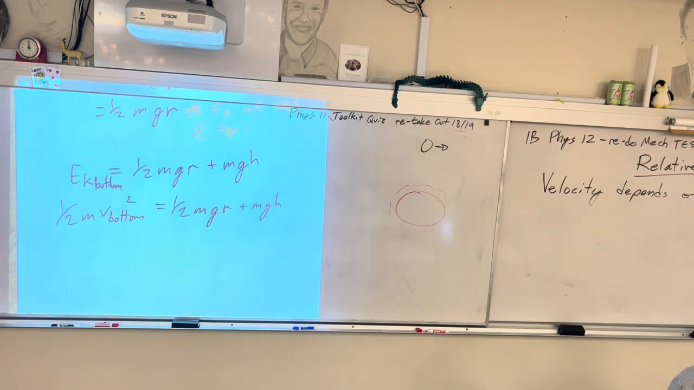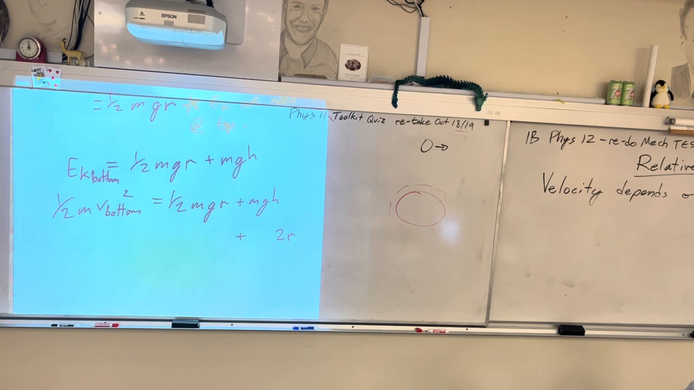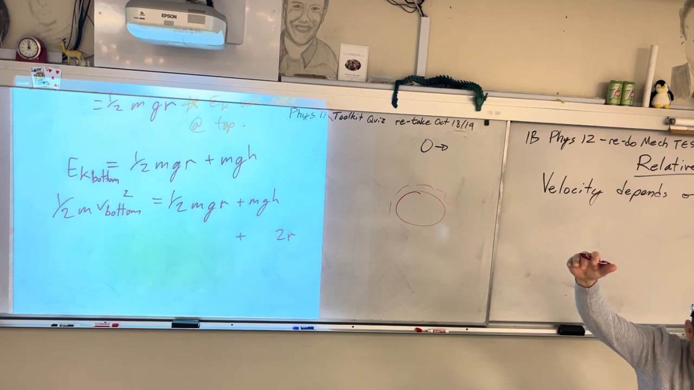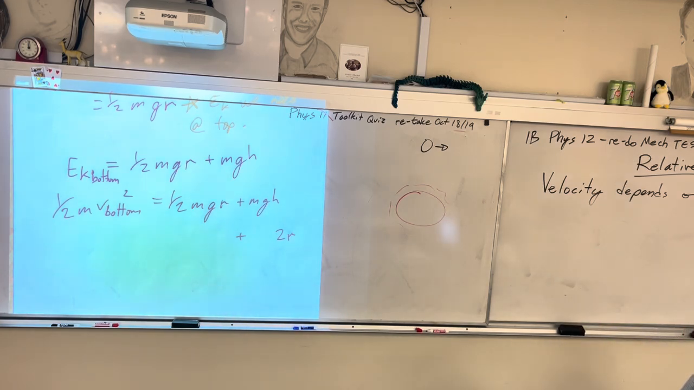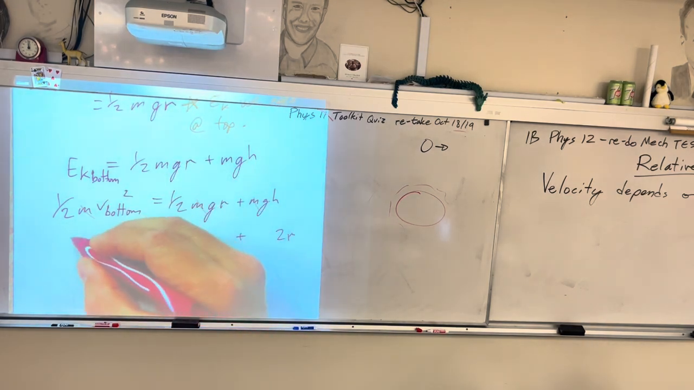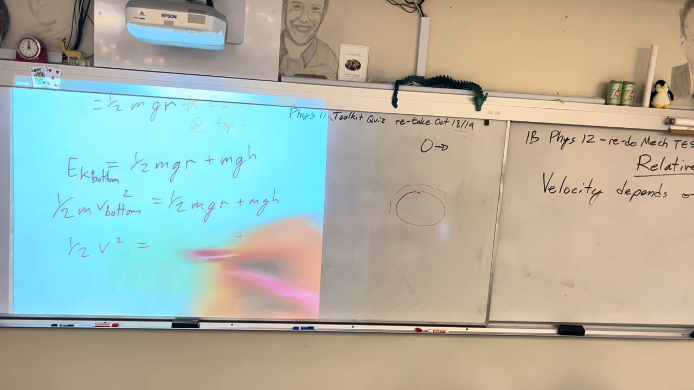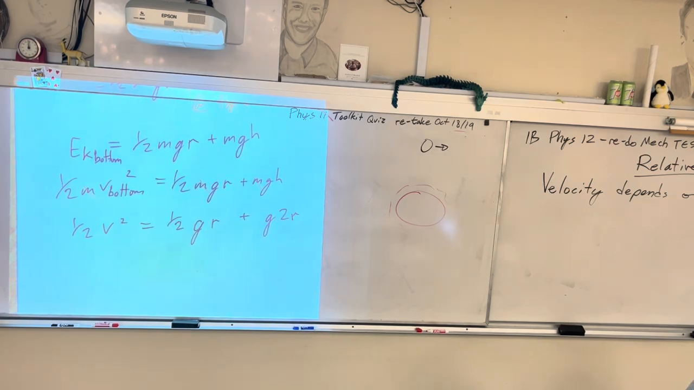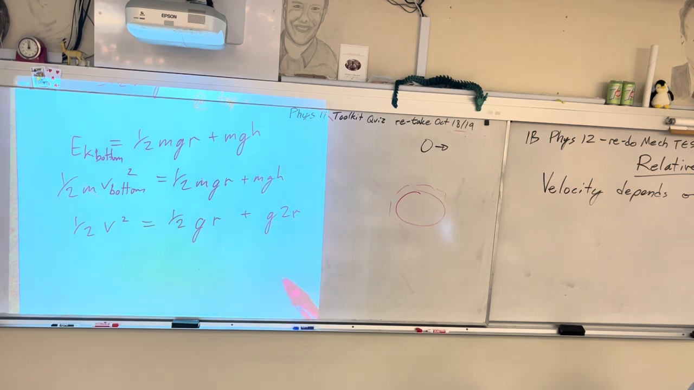And what can we do there, mathy people? h is 2r. Yeah, h is 2r. The height will be 2 radii of the circle. That makes sense, right? When you're at the top, you're 2 radii higher than you were before. What else can I do with this? Cancel the masses. Yeah, my masses are gone, so we can say half v squared equals half gr plus g2r. Combine like terms.